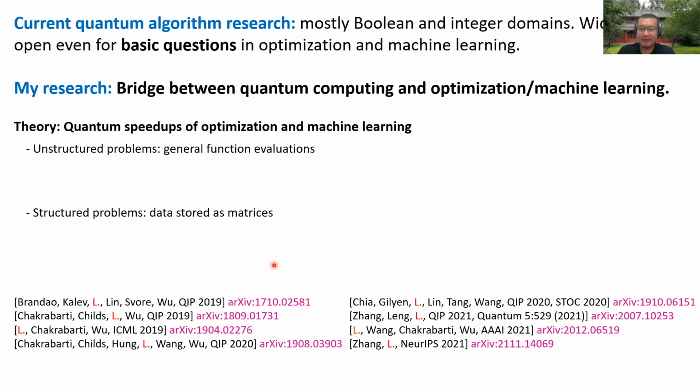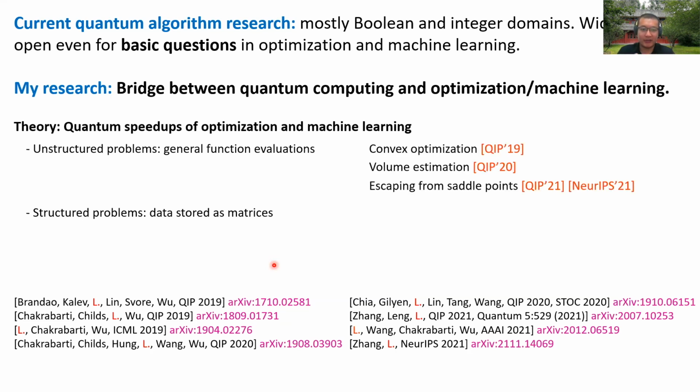So basically we just shift the quantum advantages of Grover's algorithm and Shor's algorithm from the discrete domain to continuous domains. In general, maybe we can talk about different kinds of problems. For instance, the quantum speedup for unstructured problems, where we just have, for instance, general function evaluations.